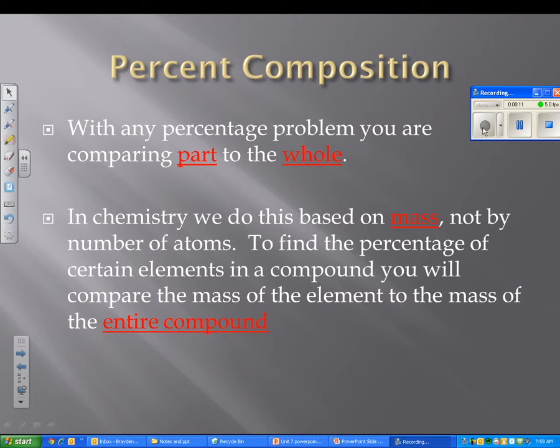With any percentage problem, you're always comparing part of something to the whole of something. That shouldn't be any news, but in chemistry we do this based on mass, not the number of atoms. Remember, each of those atoms weighs a different mass. So if we did it by the number of atoms, everything would be thrown off. So we always do it by percent of the mass of the entire compound.